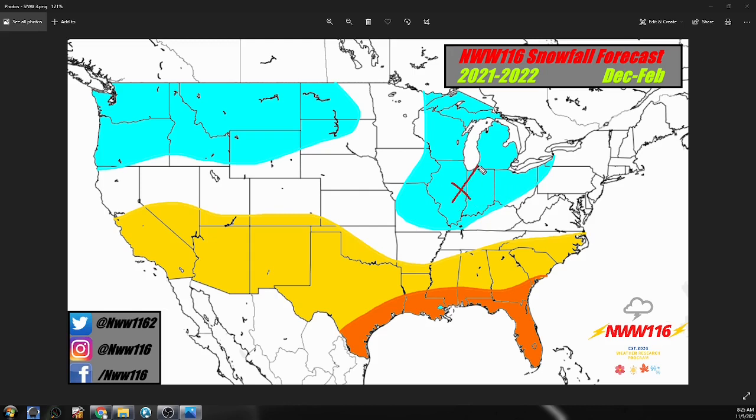So pretty much here, near the Ohio Valley, we're more confident in seeing snow. Those temperatures are slightly above normal. However, we are seeing more wet conditions, which can lead to more storms and overall potential for more snow. So that's why we're putting this area here in the shade.